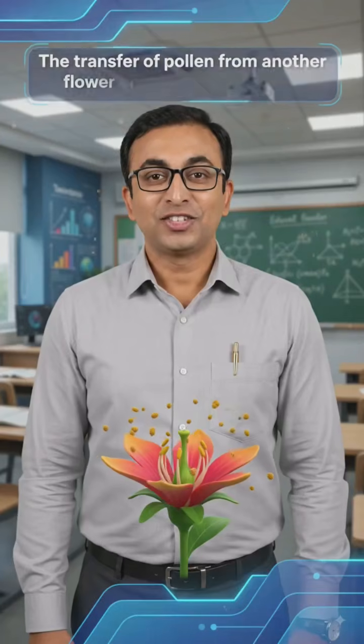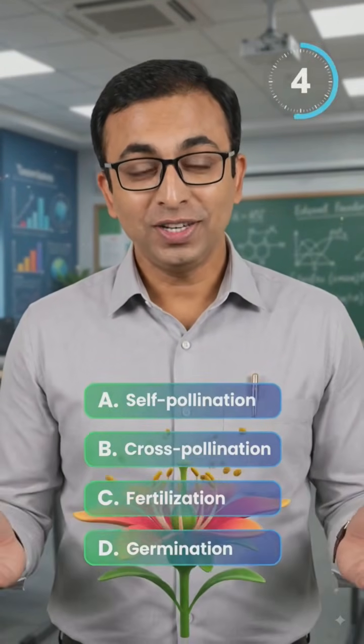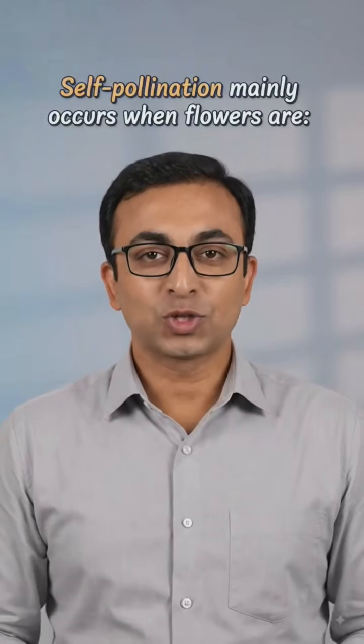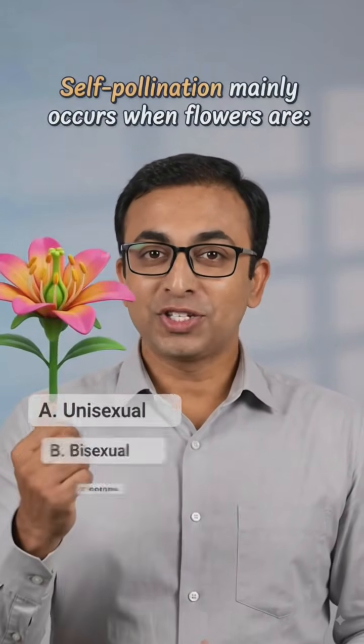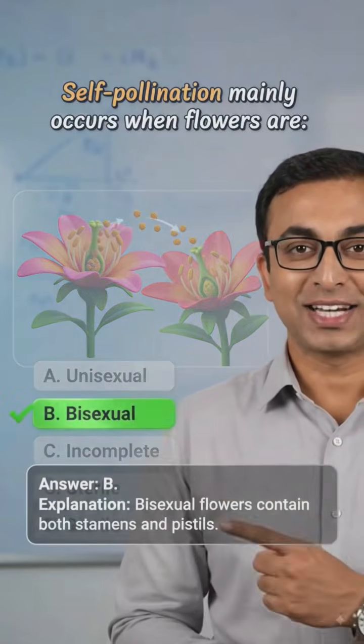The seed coat. The transfer of pollen from another flower is called what? Cross-pollination involves 2 different flowers. Let's look at this quiz. Self-pollination occurs when flowers are what? Here are the options. The answer is bisexual. They contain both stamens and pistils.